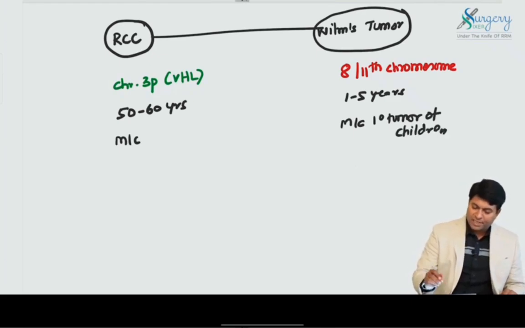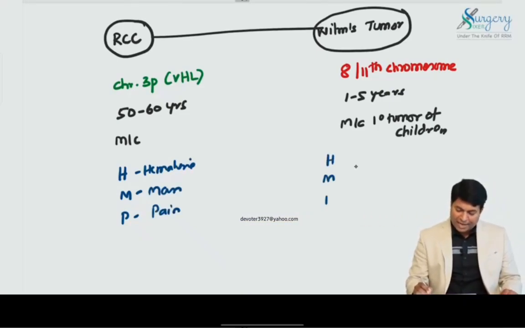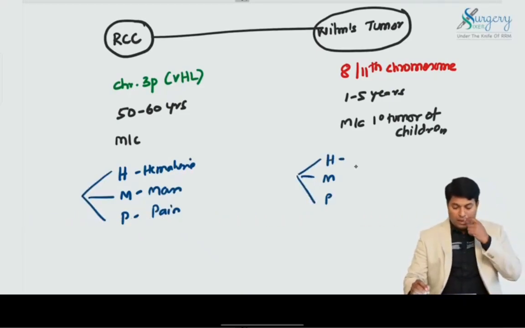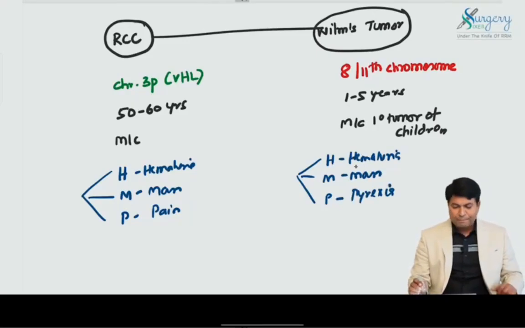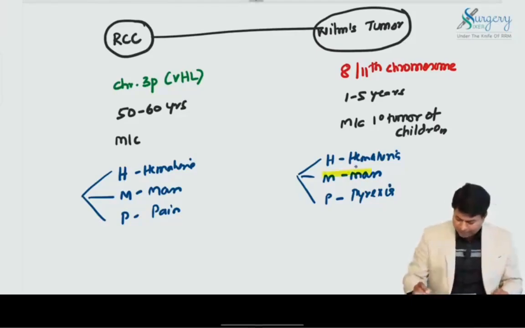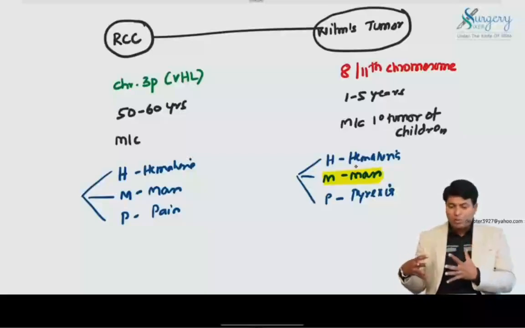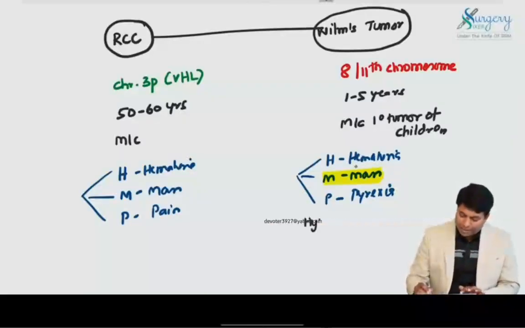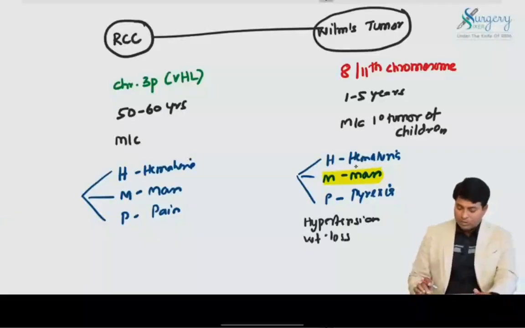So RCC, what is the presentation I told you? HMP: hematuria, mass, pain. The triad of Wilms tumor is also HMP: hematuria, mass, and instead of pain, they have pyrexia. Please don't forget, they have pyrexia instead of pain. Wilms tumor will have a huge mass; the baby will present with a huge mass in the abdomen. Along with that, they also have hypertension, and weight loss is also seen in these babies. Please don't forget the Wilms tumor triad.